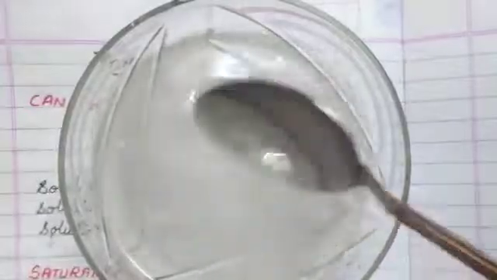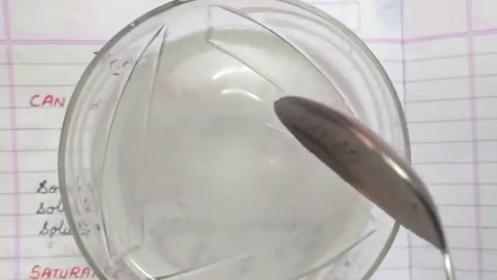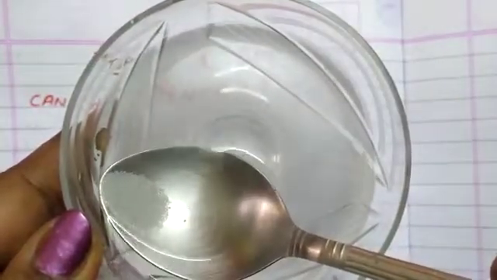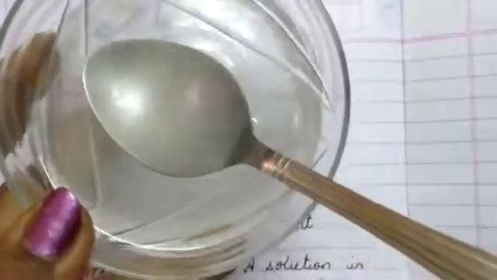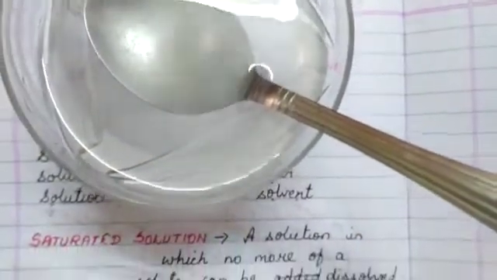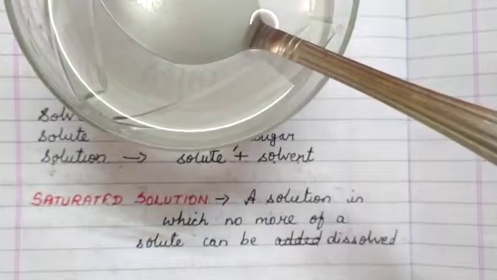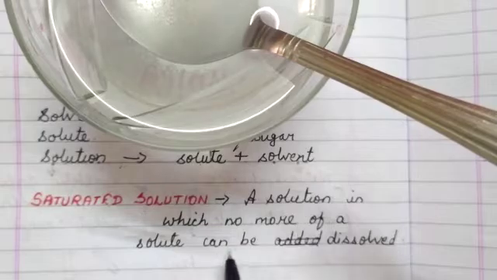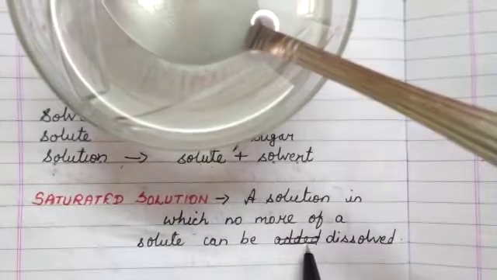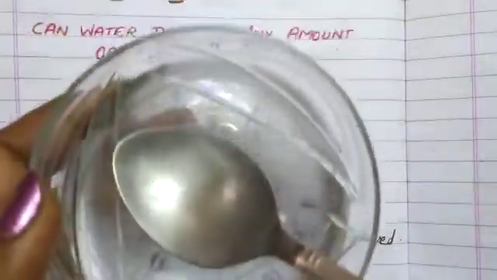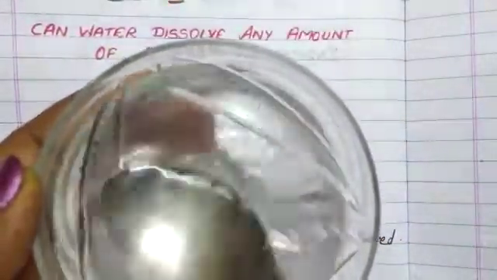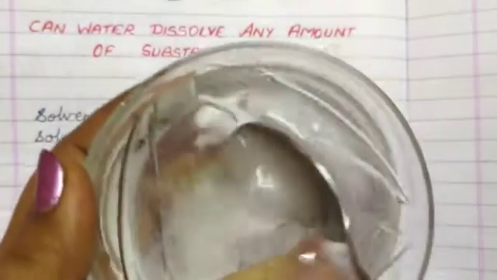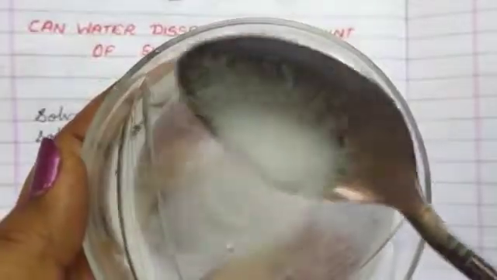Now you can see that it is not dissolving fully. So this kind of solution is called a saturated solution. You can see there is salt still beneath. It is not dissolving. So what is a saturated solution? A saturated solution is a solution in which no more solute can be dissolved. That means you cannot dissolve more solute in it. I am trying to dissolve it more and more, but still it is not dissolving. You can see salt here.